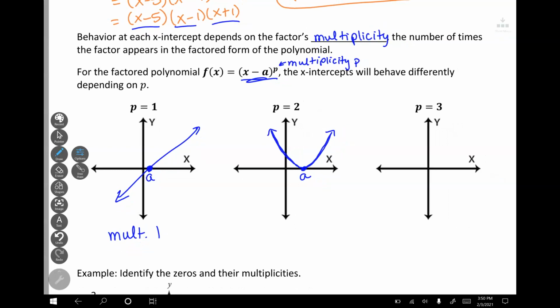Multiplicity 3, so if this exponent here were a 3, x minus a to the power of 3, it's still going to go through the point, but it's going to flatten a little. It's not going to go straight through it. It'll look something more like that, kind of like the cubic function. So it's going to bend at the x-intercept if the multiplicity is 3.